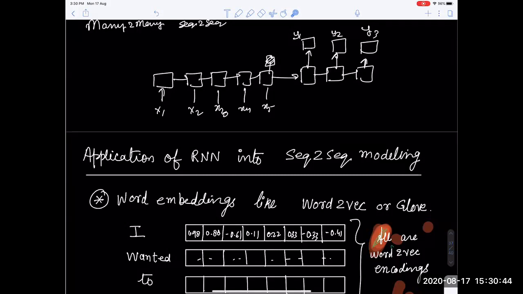Sir, in this many-to-many sequence-to-sequence modeling, why don't we directly give X1 and produce Y1? Why are we first using a many-to-one sequence and then producing a one-to-many sequence? Yes, it is not always true that x1 is only related to y1. Suppose I wanted to write "I am going", and here it is, मैं जाना चाहता हूँ.